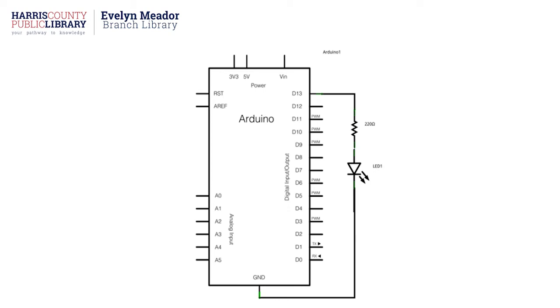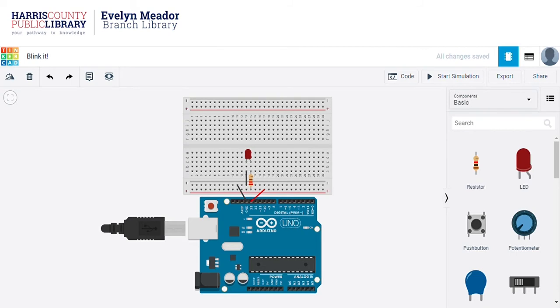There are all sorts of standard symbols for all kinds of things, and you can definitely look up a chart for those. But then you'll see we go resistor, LED, back to ground, just like we did in our actual circuit. So now we're going to start coding this.